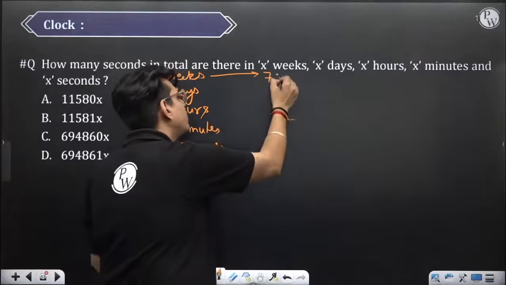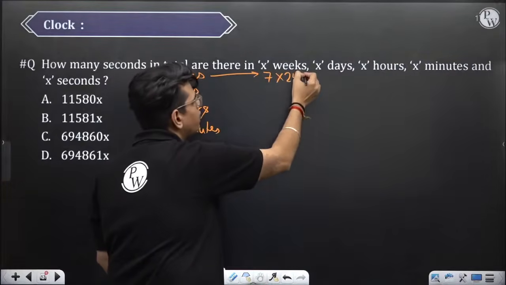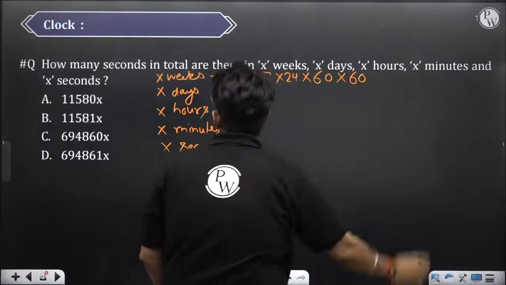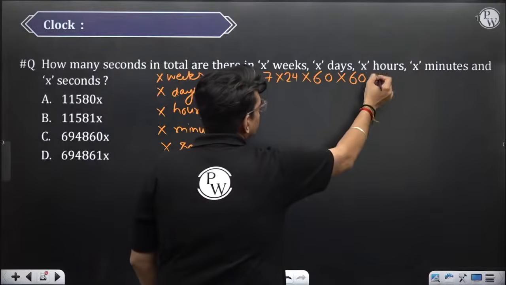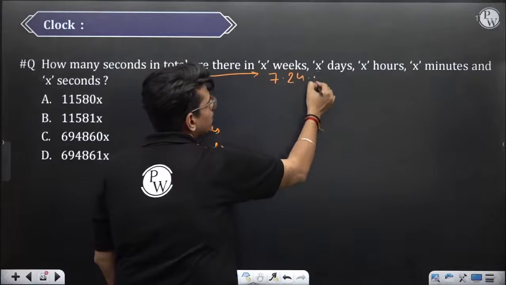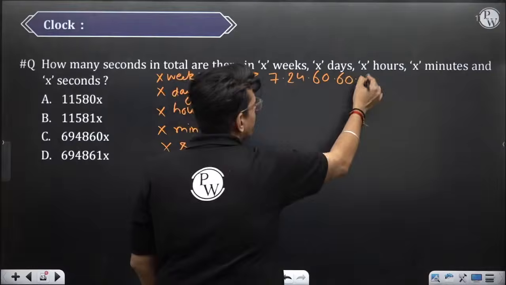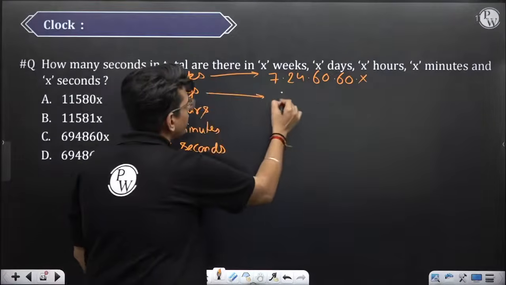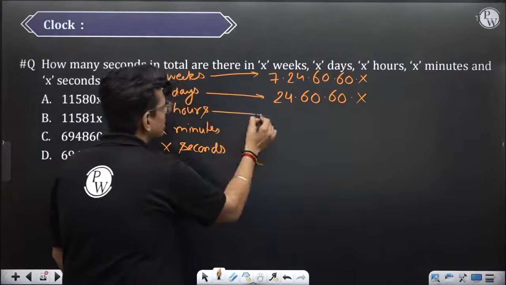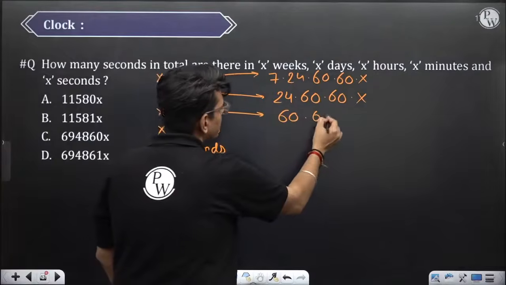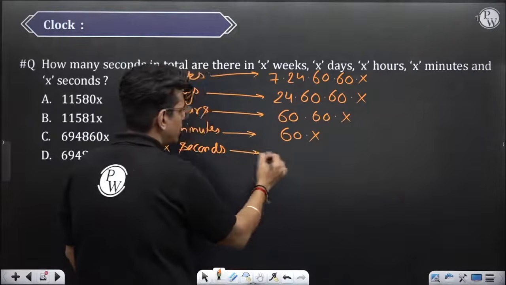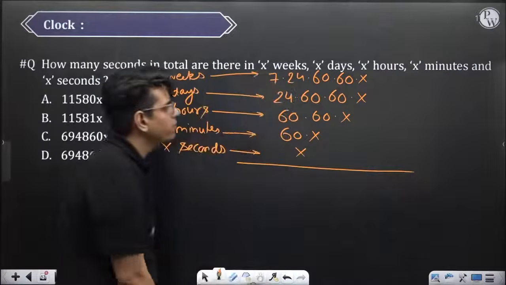In a day there are 24 hours. In an hour there are 60 minutes, and in a minute there are 60 seconds. Right? Let me write it like this: 7 into 24 into 60 into 60 into X. Then in X days there are 24 hours, 60 minutes, 60 seconds into X. This is nothing but 60 into 60 X, right? This is 60 into X. This is X, right? We need the sum of these.